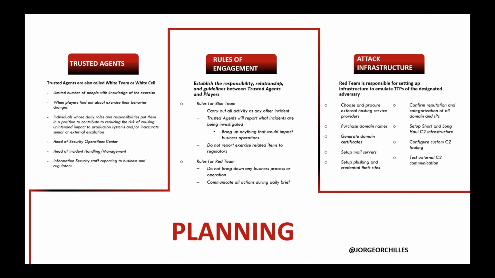Moving on to the planning phase. There's a lot to do in the planning phase, especially if you're doing a blind red team exercise. You will need a number of things. For example, trusted agents. These are often referred to as white cell or white team. This is the limited number of people in the organization that have knowledge that this exercise is going to happen. Sometimes in smaller organizations, it might just be the CISO or the head of information security. In larger organizations, you'll probably have more people involved.